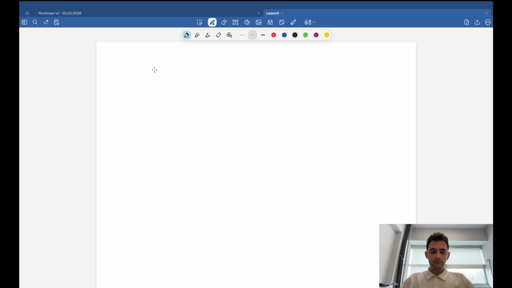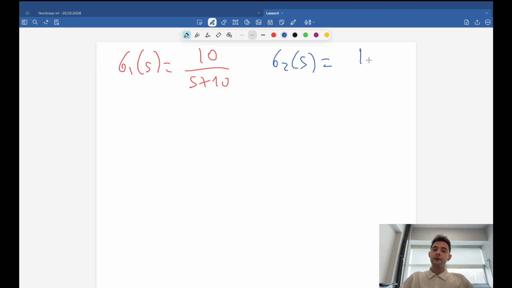So let's just go. First of all, let's define G1 as equal to 10 over s plus 10, all right? And with the blue marker, we will have G2, or G2(s), 100 over s plus 10, all right? So I just changed the gain value, okay? 10 and 100.